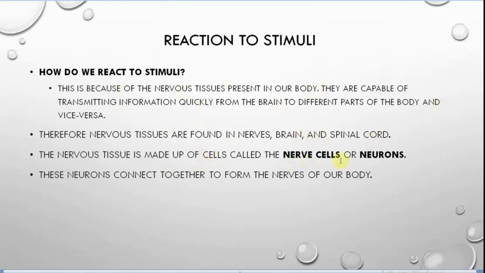The nervous tissue is made up of nerve cells or neurons. That means one unit of the nervous tissue is called a neuron. Keep in mind that neuron is simply the other name of a nerve cell. These neurons connect together to form the nerves of our body.